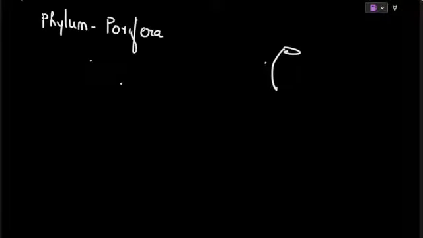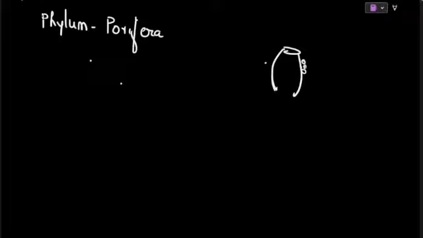So, what about phylum Porifera? It is a cellular level of organization. Sponges are there. Please take out your NCERT textbook. Phylum Porifera, correct? So, this is a typical structure of an animal belonging to phylum Porifera.